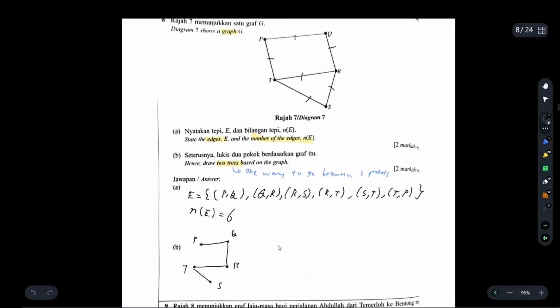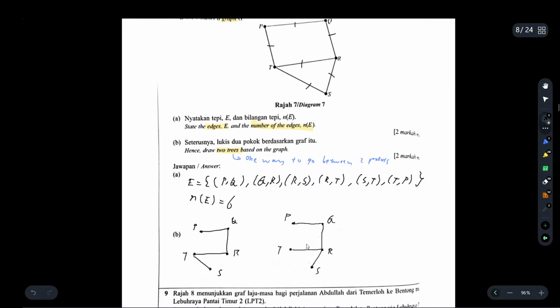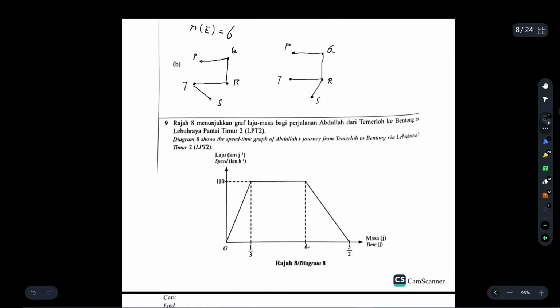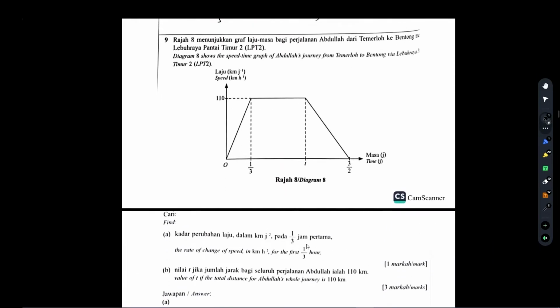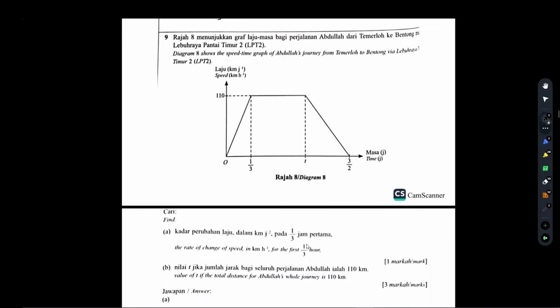Okay, let's draw the next one. How should I make it? Make it into a more fancy shape. Yeah, like this. Okay, so we have the trees. Great. Let's hop on to the next question. This is, I think, Form 4 Chapter 7. I remember it pretty well.